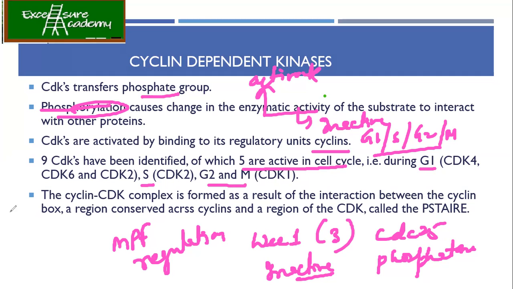Now, this is also a very important point to remember: the cyclin CDK complex is formed as a result of interaction between the cyclin box, which is a conserved region across the cyclins, and a region of CDK called the PSTAIRE. Whenever we show cyclin and CDK binding, the region present in the cyclin is called the cyclin box, and the region in the CDK which interacts with the cyclin is called the PSTAIRE.